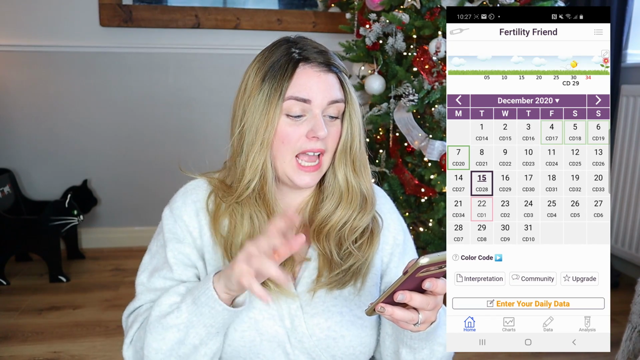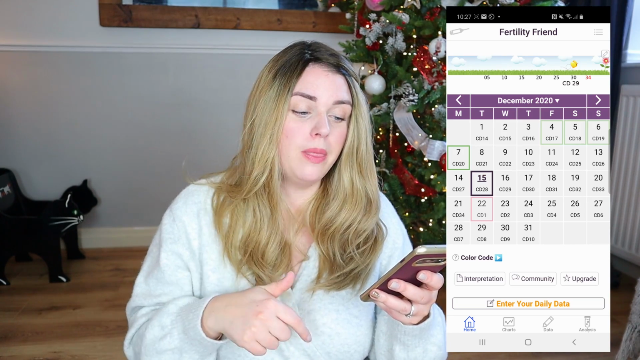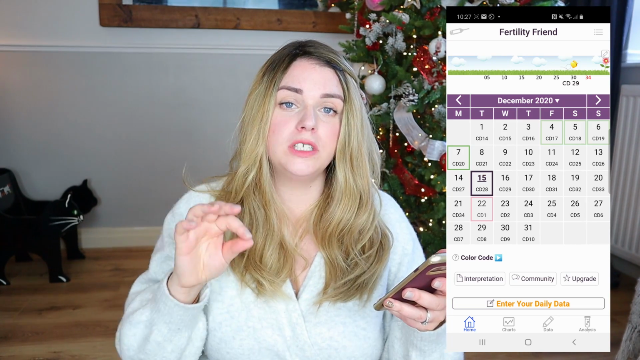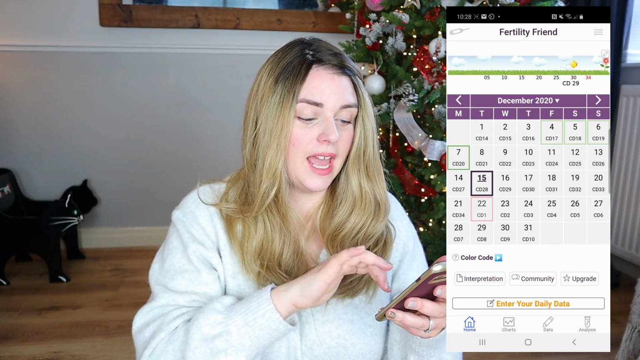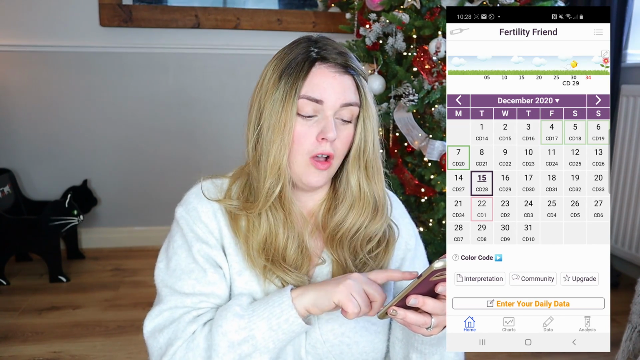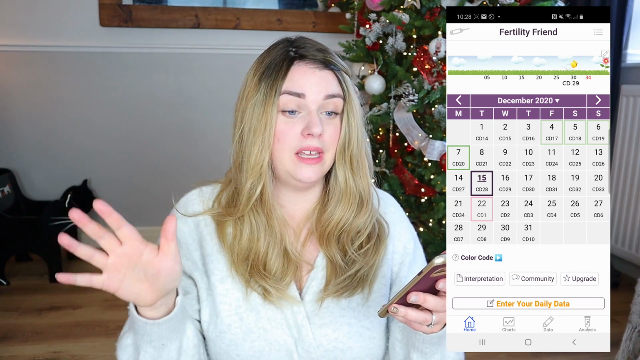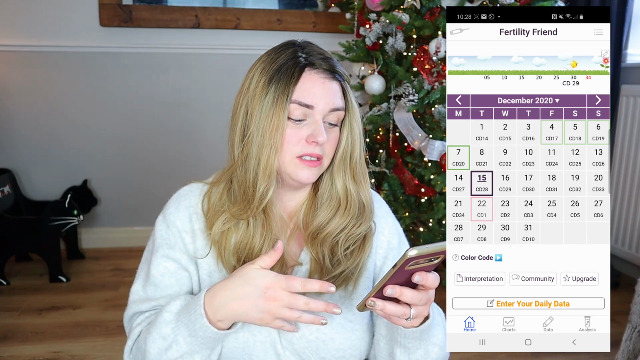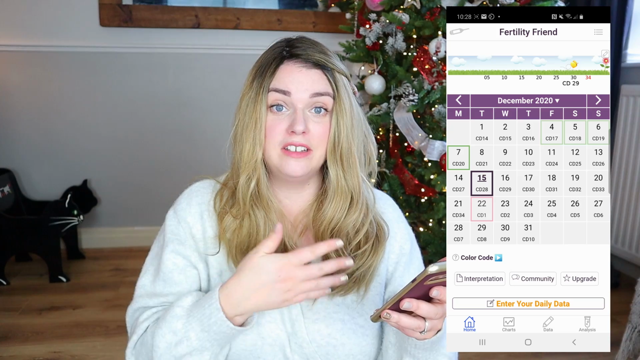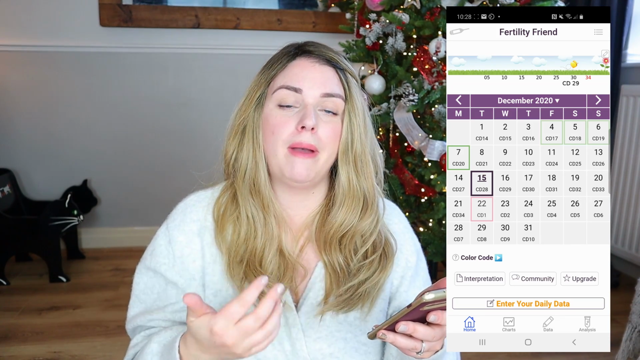So here is the calendar for December. I haven't actually logged anything for this month. I will show you in a minute what a month looks like when everything has been logged. So you can see here the green squares at the top are where Fertility Friend says that I am probably going to be fertile. The black square is the day that we are on now and the cycle day. And then the pink square directly underneath that is when Fertility Friend predicts that I will come on my period.